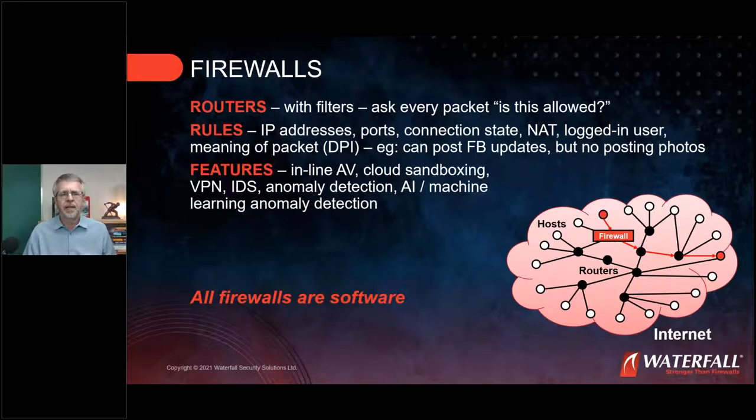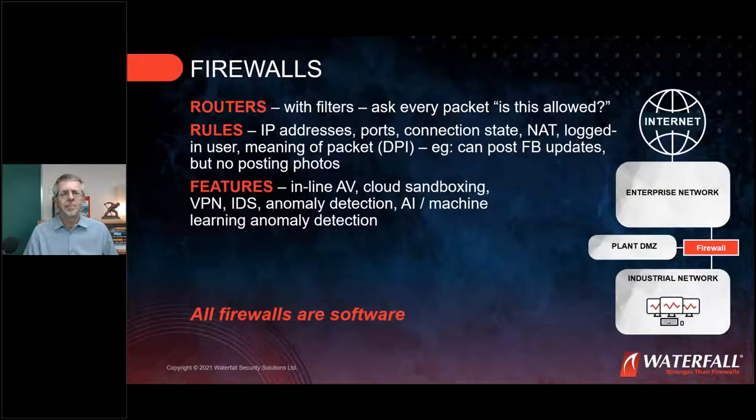Now, our focus here is industrial networks. In industrial networks, there are firewalls inside the industrial network. There are firewalls inside the enterprise network. But there's one very important firewall that most people think a lot about, and that's the firewall at the IT/OT interface. The reason for the concern is that the IT/OT interface is the boundary between two very different kinds of networks.